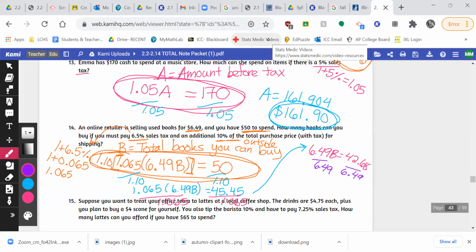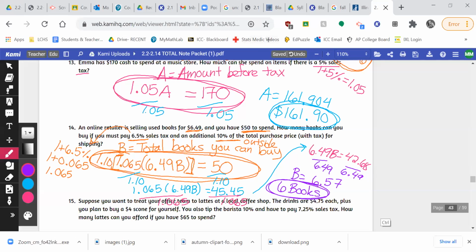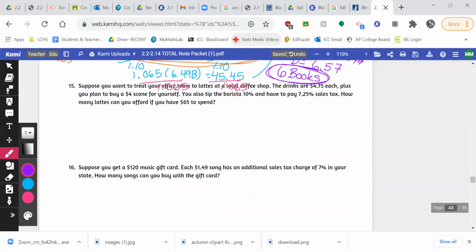So we get B equals 6.57. Now, be careful. You only have $50 to spend, so you have to round down. So this would be 6 books that you could buy.